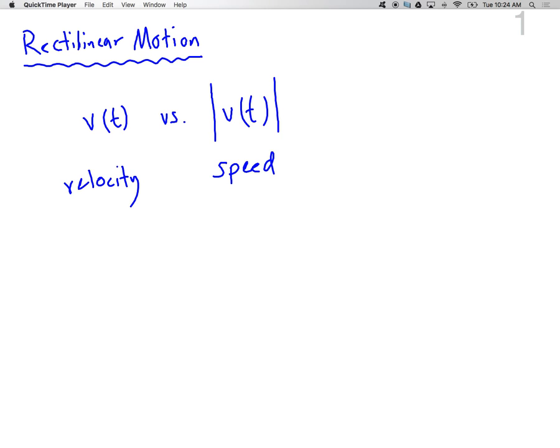Okay, so speed-wise, if you're going backwards in your car at 40 miles an hour, you're still going 40 miles an hour. Velocity would be negative 40 miles an hour. Okay, and then we had the relationship here that s prime of t is equal to v of t. s double prime of t equals v prime of t equals the acceleration. And again, that's stuff that we already know.